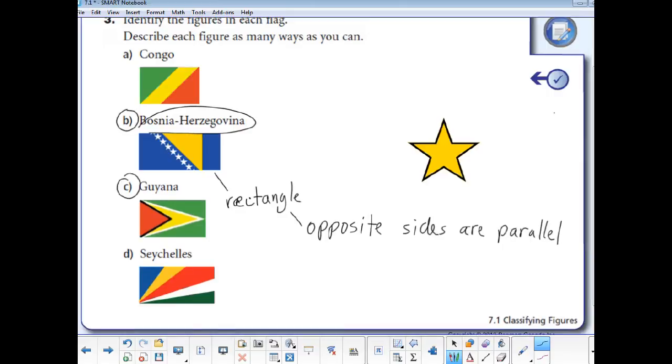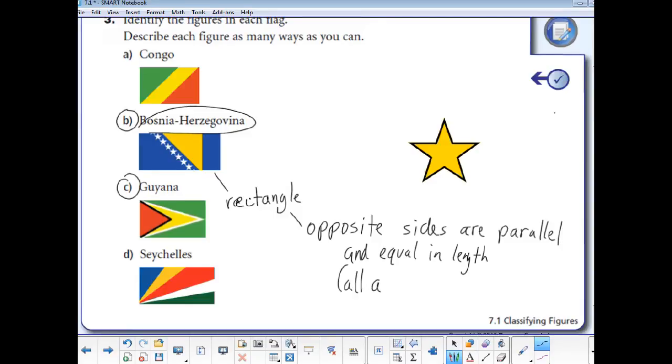Did I spell that right? And equal in length. And all angles are equal. They're all 90 degrees. So that's one way that you would describe that shape. It's a rectangle, that's the name. Opposite sides are equal and also parallel.